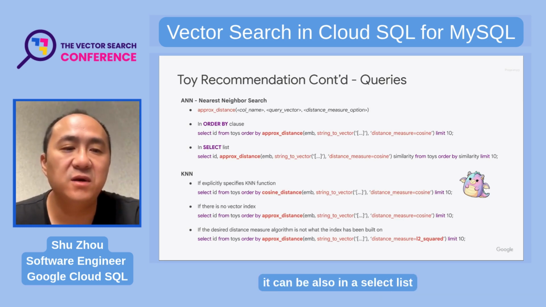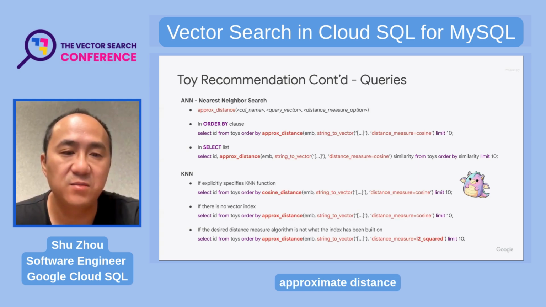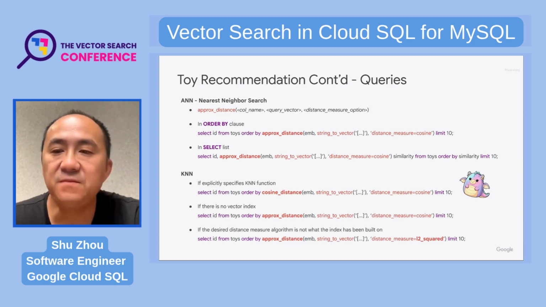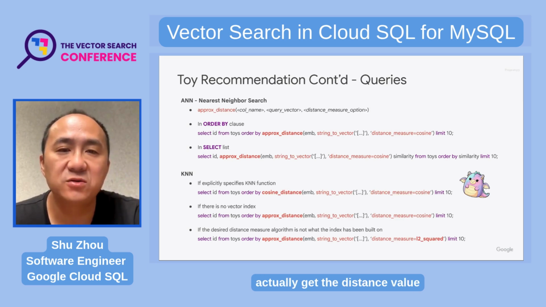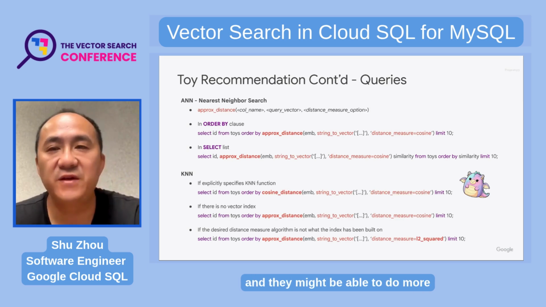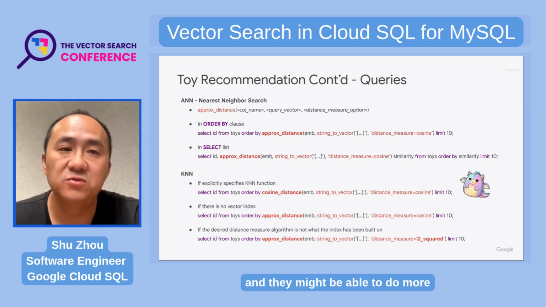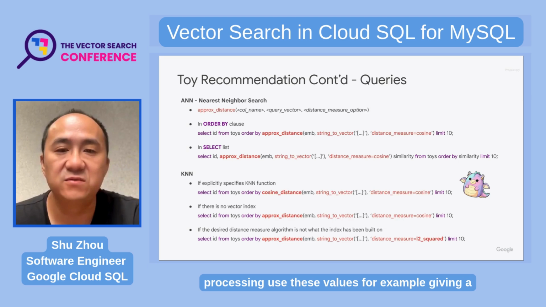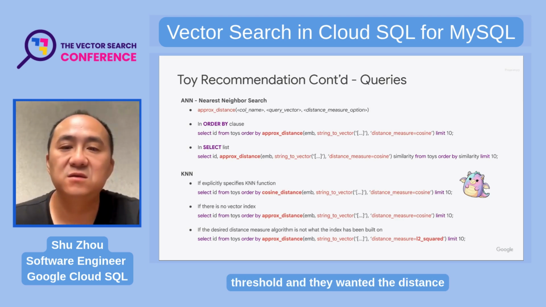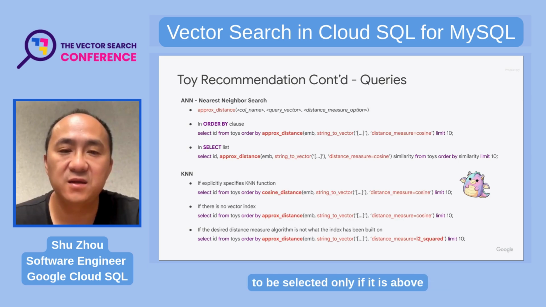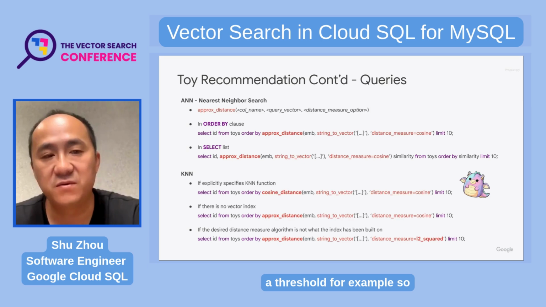And it can also be in a select list. So we can select the approximate distance. Therefore, the customer can actually get the distance value, and they might be able to do more processing using these values. For example, giving a threshold, and they want the distance to be selected only if it is above a threshold, for example.